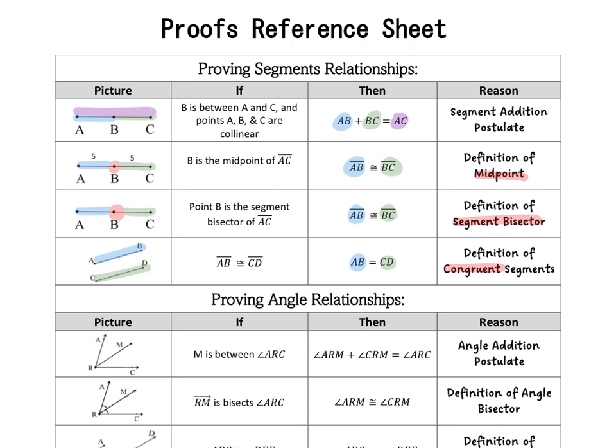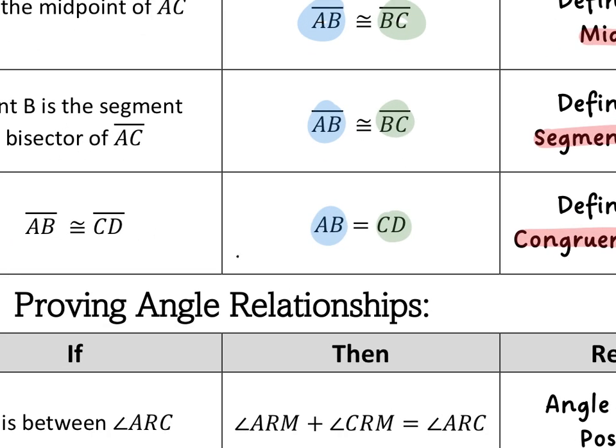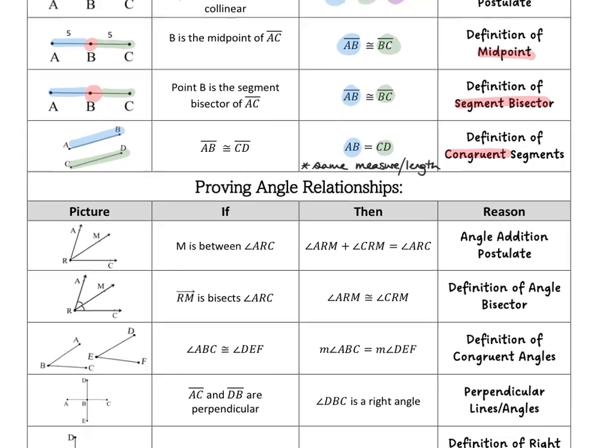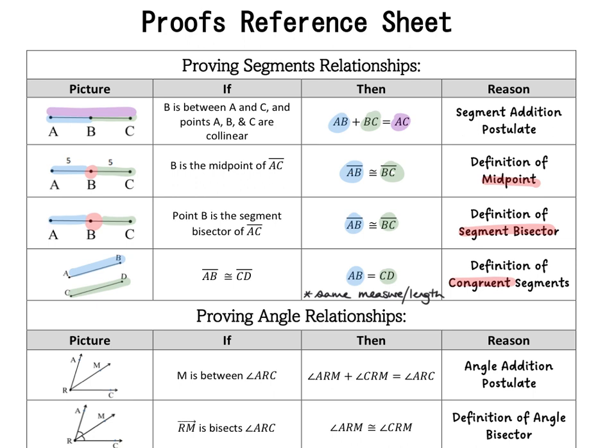Let's add that in there for ourselves, but I don't know if that's necessarily clear based on the notation. We're going to add in here same measure or length. That's what this is telling us. The other ones are telling us that they're congruent. This one's telling us that since they're congruent, they have the same measure or length. Those are all the postulates we know, or the definitions we have from segments.